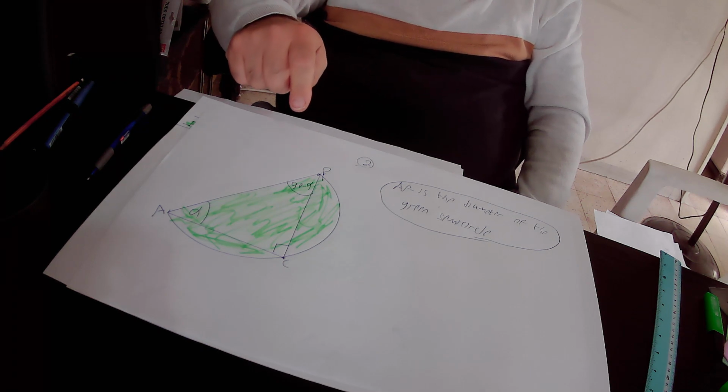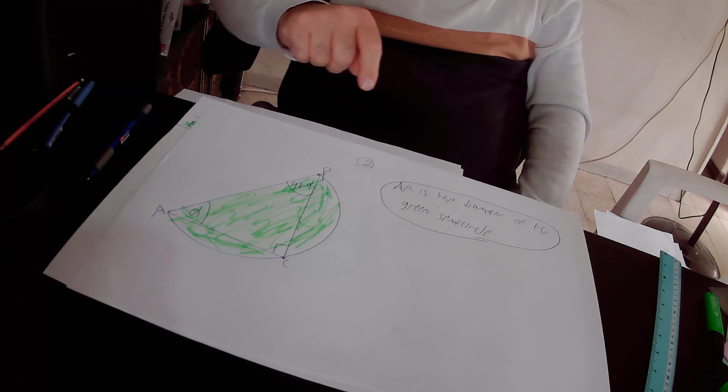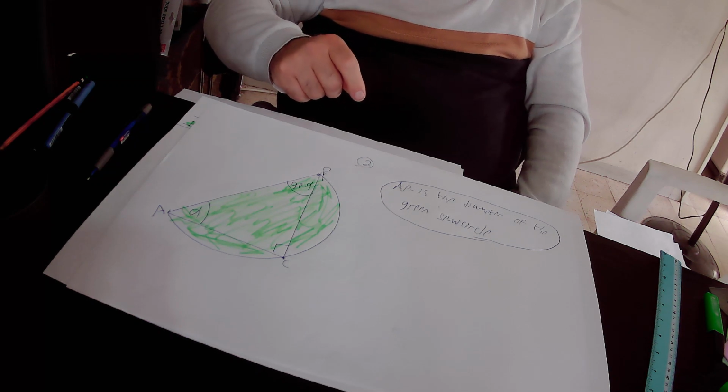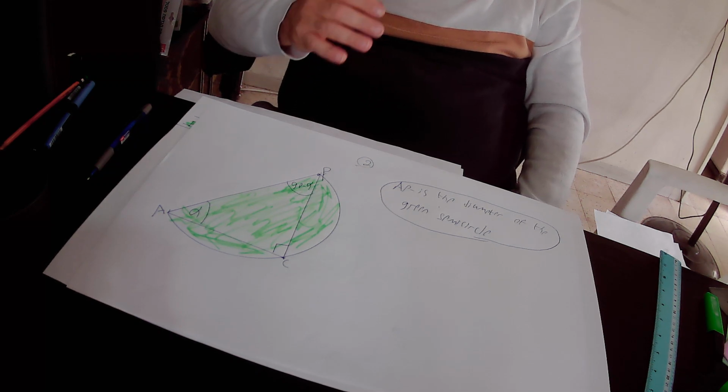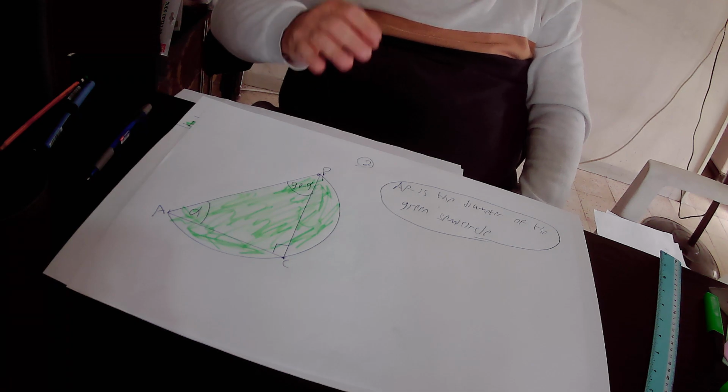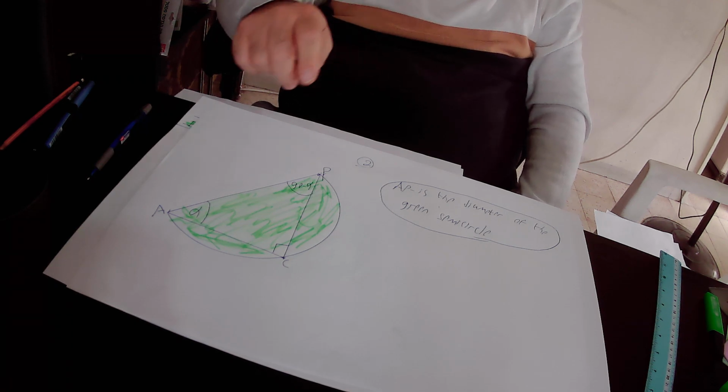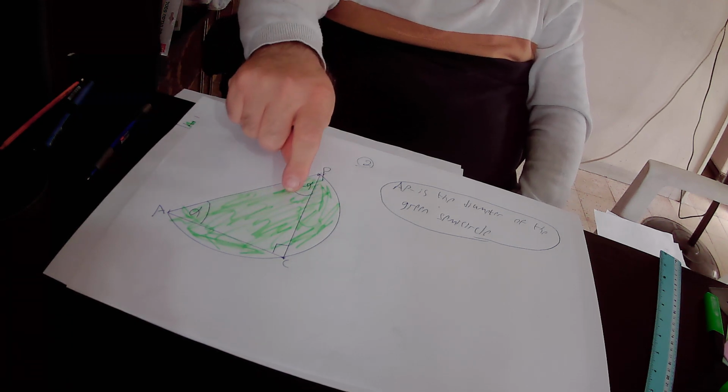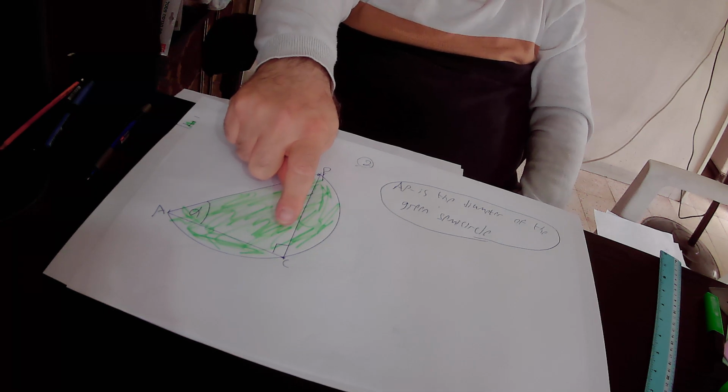Therefore, peripheral angle ACP must be equal to 90 degrees in its size. According to rule 7, any peripheral angle that is subtended on the diameter of the circle must be equal to 90 degrees in its size. Therefore, peripheral angle ACP equals 90 degrees. This is the right angle.